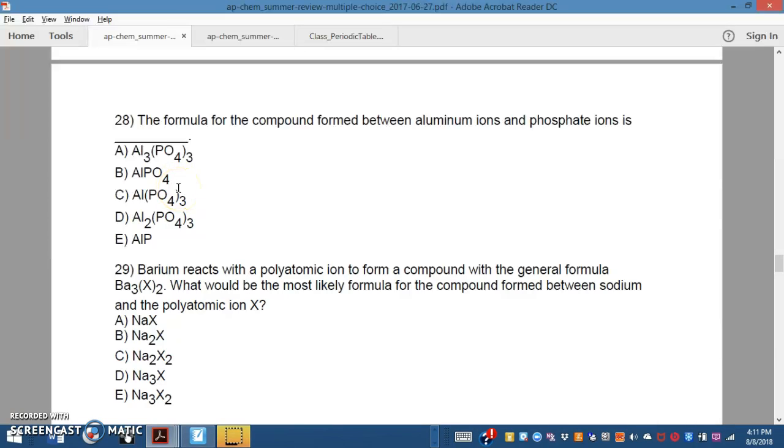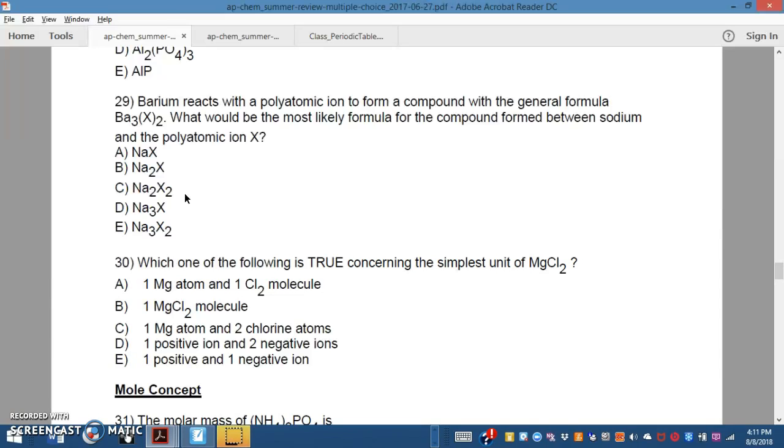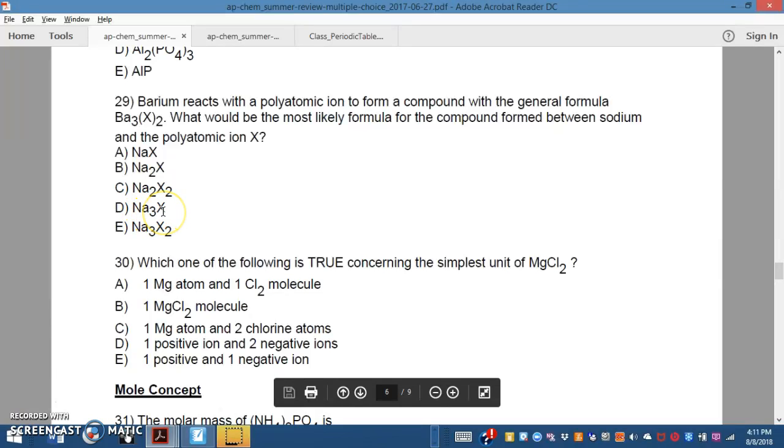Then 29, barium reacts with a polyatomic ion to form a compound with the general formula, which is this. Which would be the most likely formula for the compound with sodium? Well, that's barium anyway. Okay, so this is the compound with barium. So this is telling us that your X has to be a -3 for a charge. So with sodium, you need to have a 3 there, so your choice should be D.